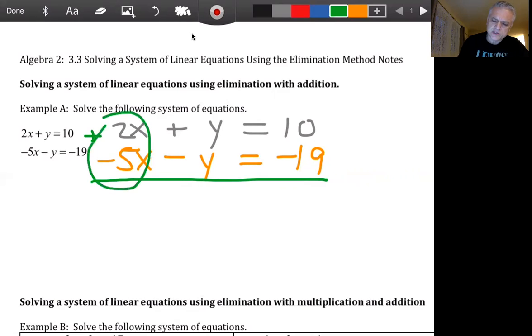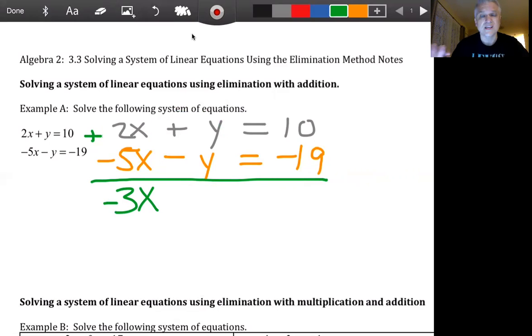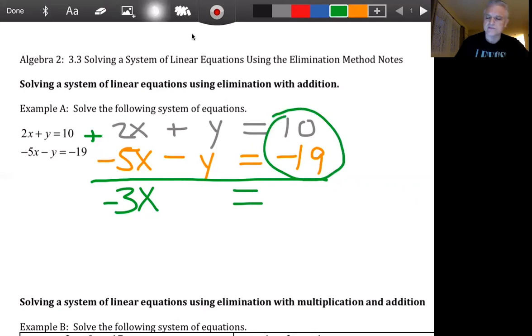We have 2x plus negative 5x, which will give me negative 3x. We got positive 1y added to negative 1y, and since they're opposites, they cancel to 0. So it's like negative 3x plus 0. Now I'm going to bring my equal sign straight down. Do not move the equal sign. I'm telling you, don't move the equal sign. And then 10 added to negative 19 is negative 9. So we got negative 3x equals negative 9.